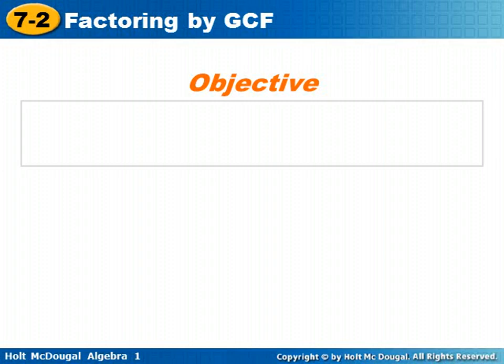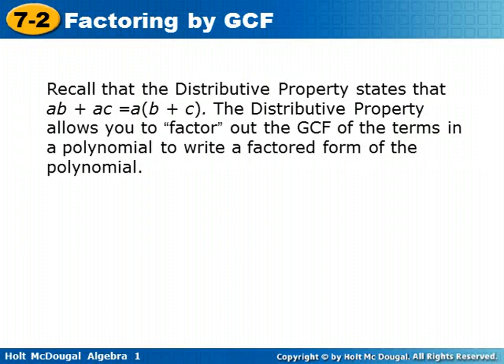Today we're going to talk about factoring polynomials by using the greatest common factor. Recall that the distributive property states that AB plus AC equals A times (B plus C). The distributive property allows you to factor out the GCF of the terms in a polynomial to write a factored form of the polynomial.